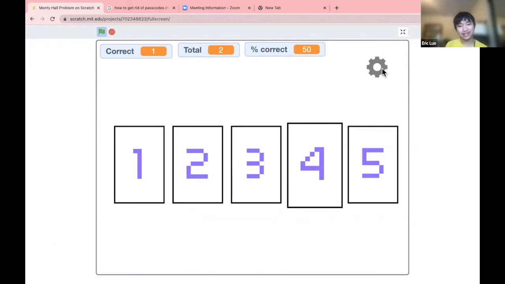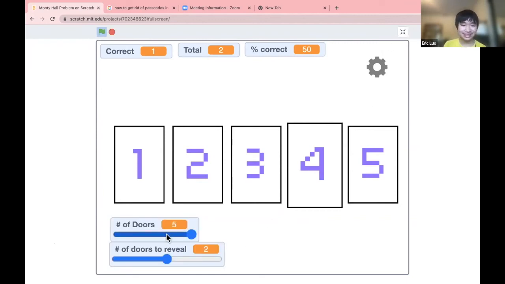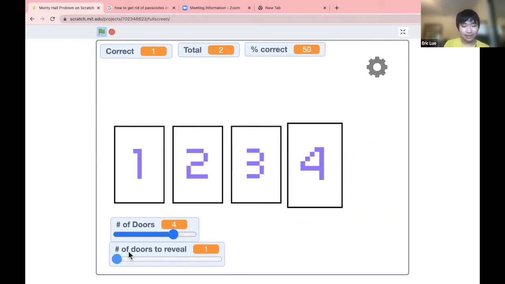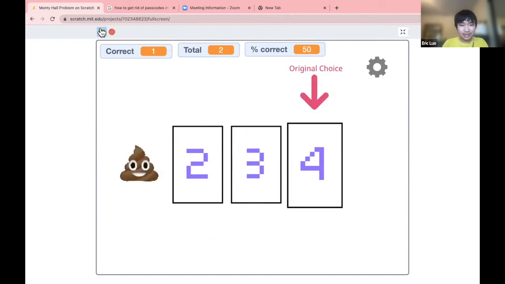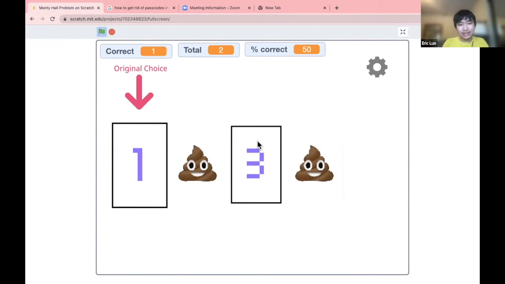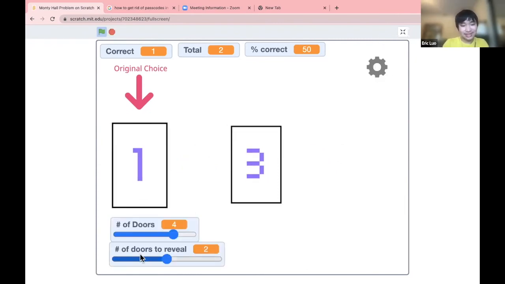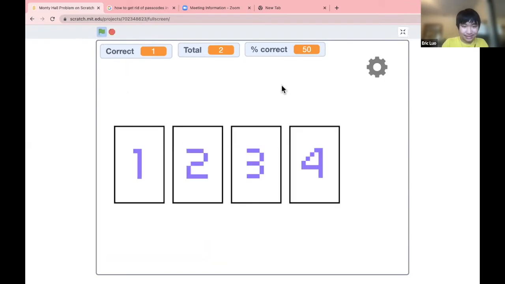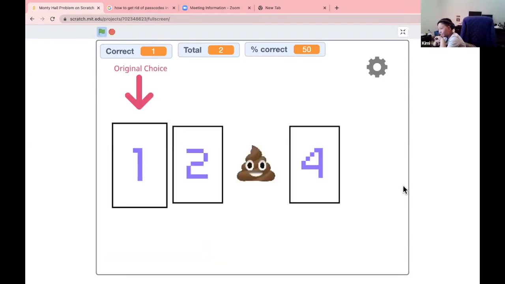But why don't we look instead at 4 doors, but instead of revealing 2 doors like we did previously, like this, and we would have 1 left, instead we just reveal a single door. That is not fun.